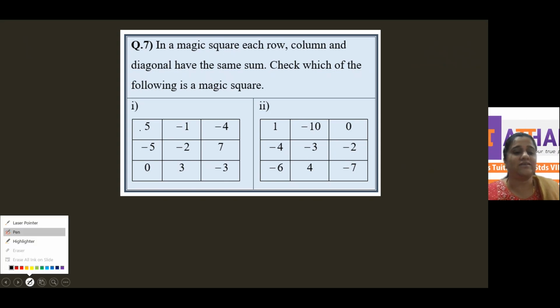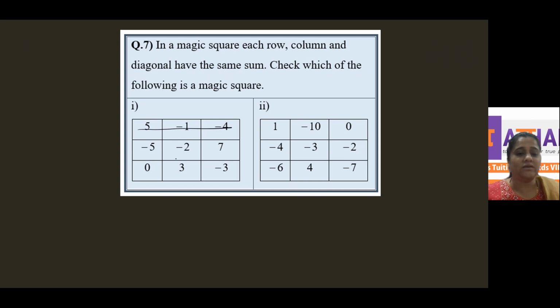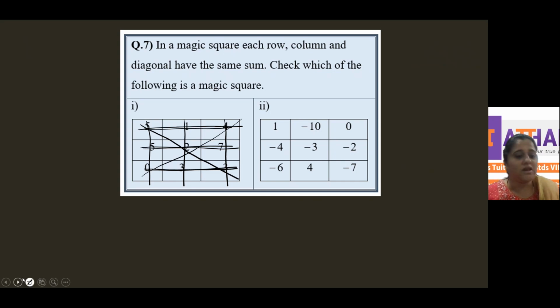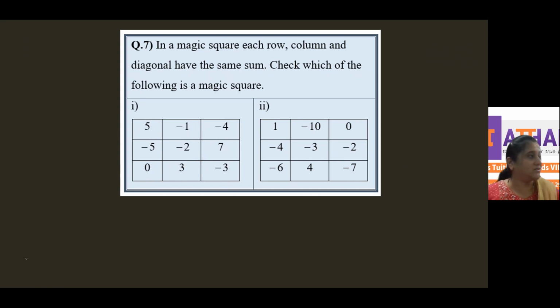Okay, now see here. How many rows are there? 1, 2, 3 rows. First row, second row, third row. Same sum. Now, this is the first column, second column, third column. So this is one diagonal. This is the other diagonal. Now, there are totally 8 parts here.